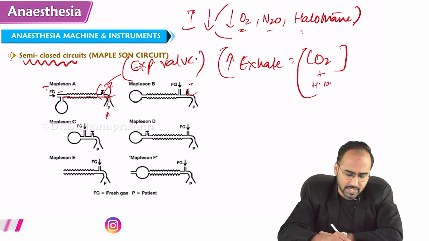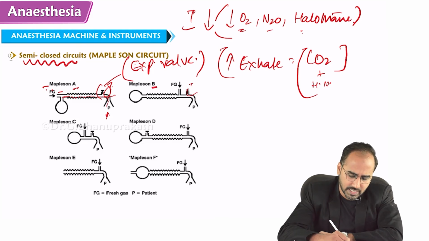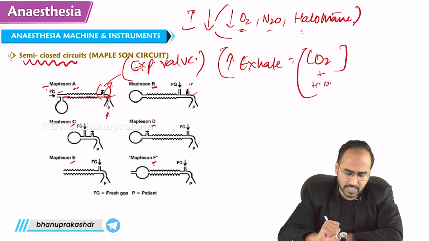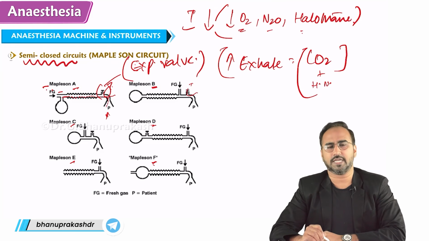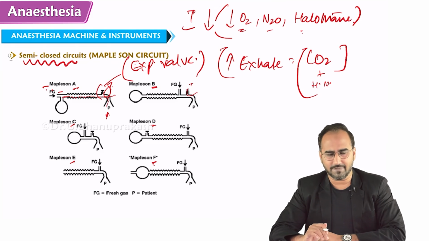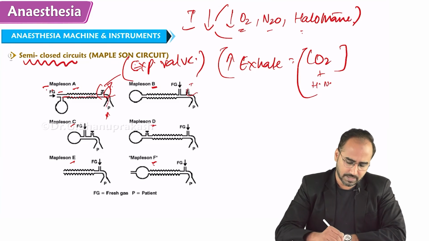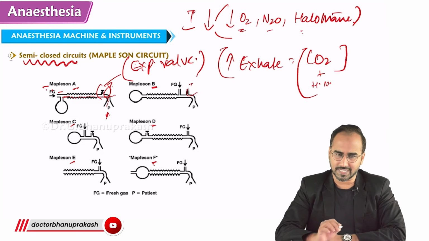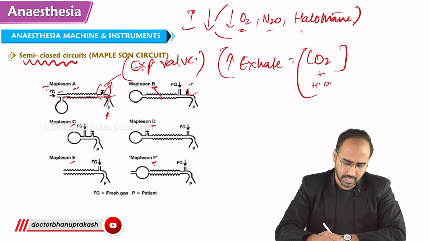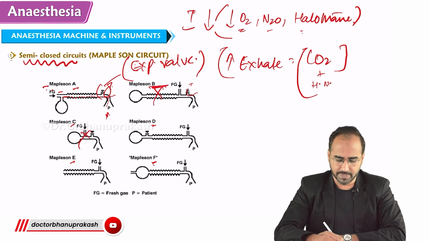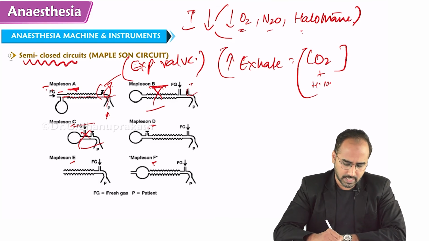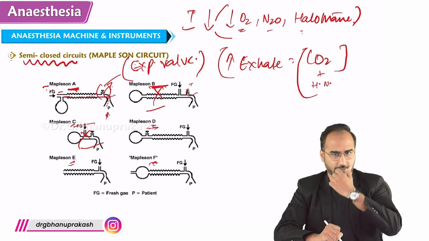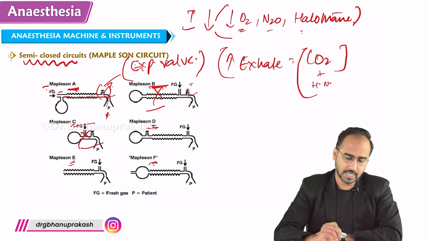We have Mapleson A circuit, Mapleson B circuit, C, D, E and F circuit. Mapleson's breathing circuits, A till F, we have discussed, right? Six circuits are there. Mapleson B and Mapleson C we are not using. We are using Mapleson A, D, E and F.